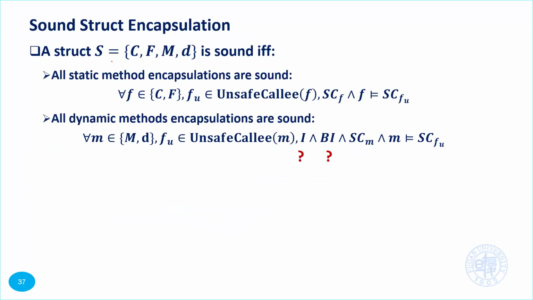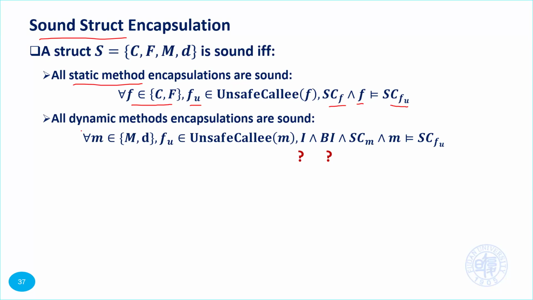Based on the soundness criteria, we can also derive the encapsulation approach to achieve a sound struct. The first part is related to the static method. If the static method has an unsafe callee, the static method and its safety requirement should ensure that the safety constraint of its unsafe callee is always satisfied.